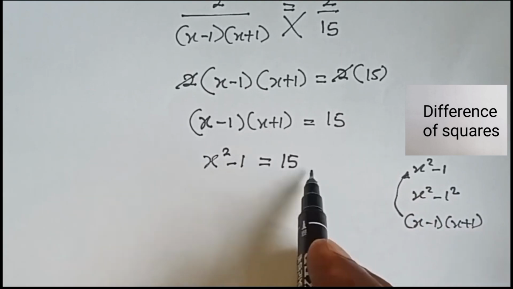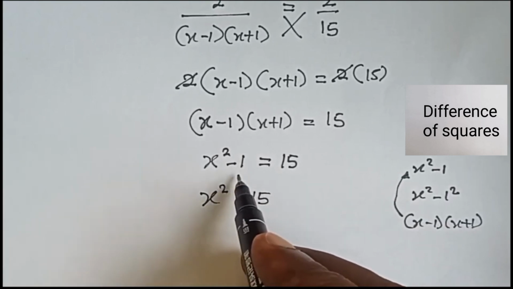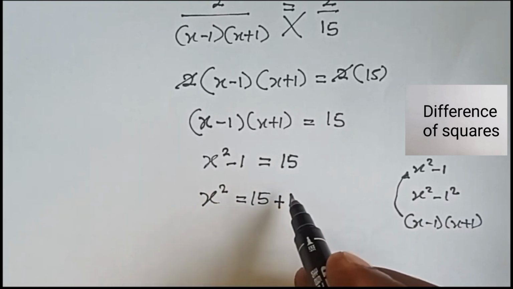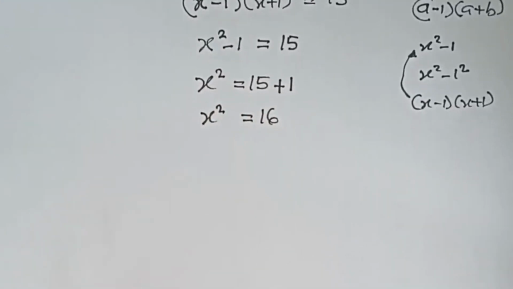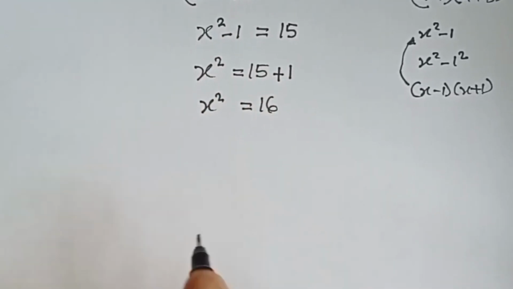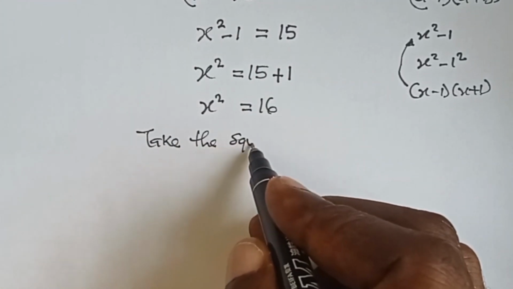Then we take minus 1 to the other side. We have x squared equals to 15. This becomes plus 1. Right, so 15 plus 1 is 16. Now let's take the square root of both sides.